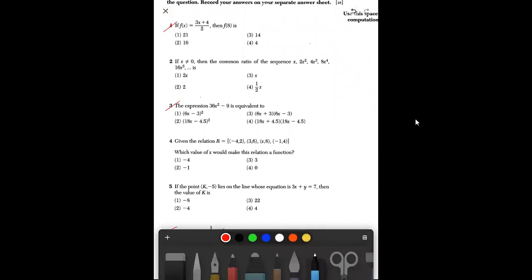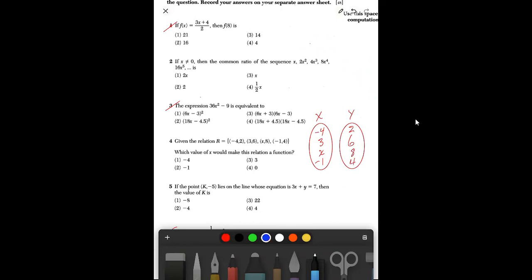So basically what I'm going to do is create a mapping diagram, and then we're just going to look at it and see which one of these would make a function. So that's 1, that's 2. These are the inputs. These are the outputs. So we have -4, 3, x, and -1. And over here we have 2, 6, 8, and 4.